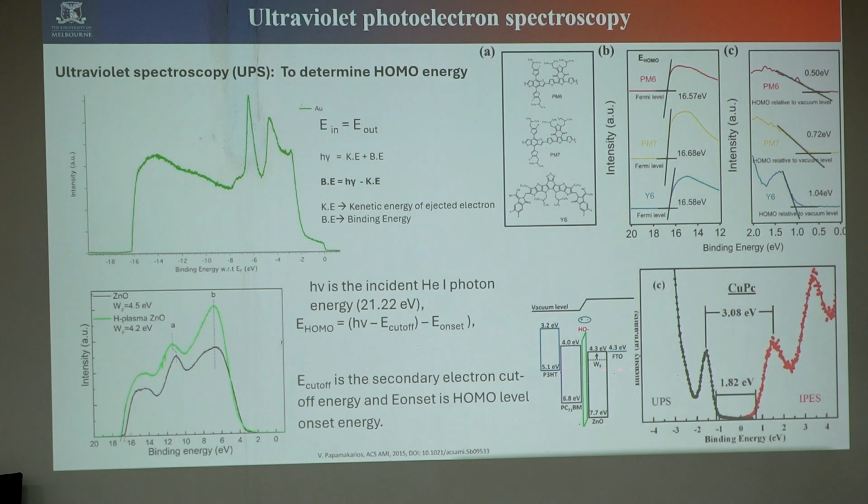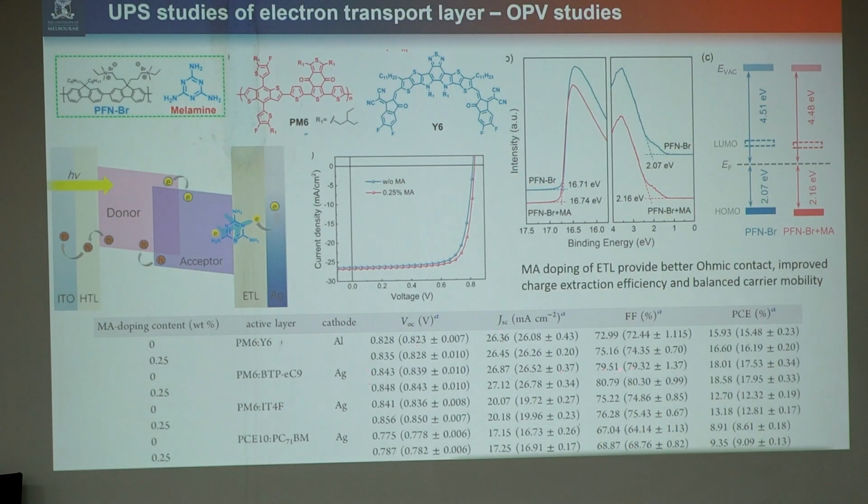Okay, so next, this is some device data. We use PFNBr, which is one of the electron transport layers, mixed with melamine, and they did a device fabrication. Using UPS spectroscopy, they found they could tune the conductivity of this electron transport layer. By mixing with this one, they studied how the energy levels are tuned.